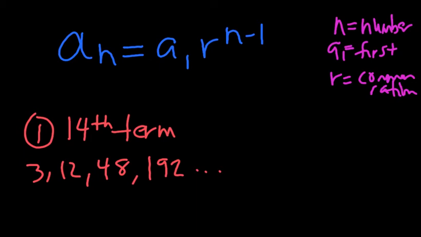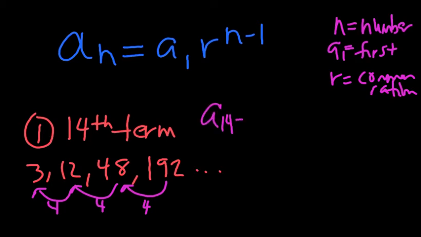So, problem number 1 says find the 14th term, and here's the sequence: 3, 12, 48, 192. If you start going backwards and dividing, you're going to find out that the common ratio is 4. Okay? So, let's put everything in the formula. Start with a sub n. We want the 14th term, so that's a sub 14.